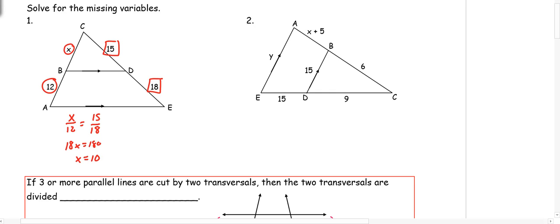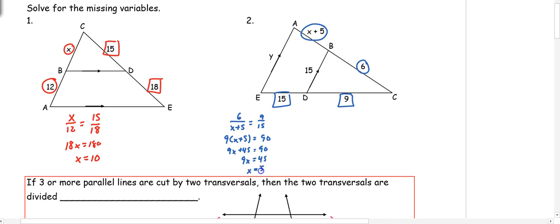In number 2, we have to be careful. To solve for x, we can still use side splitter. The sides that correspond are 6 and x plus 5, 9, and 15. We're able to use side splitter because those aren't parallel sides. So we would have 6 over x plus 5 equals 9 over 15. When we cross multiply, we get 9 times x plus 5 equals 90. 9x plus 45 equals 90. We can subtract 45 from both sides, so 9x equals 45, x is 5.